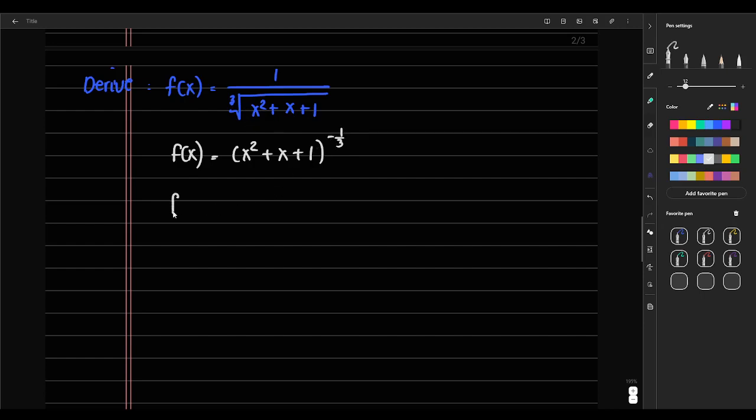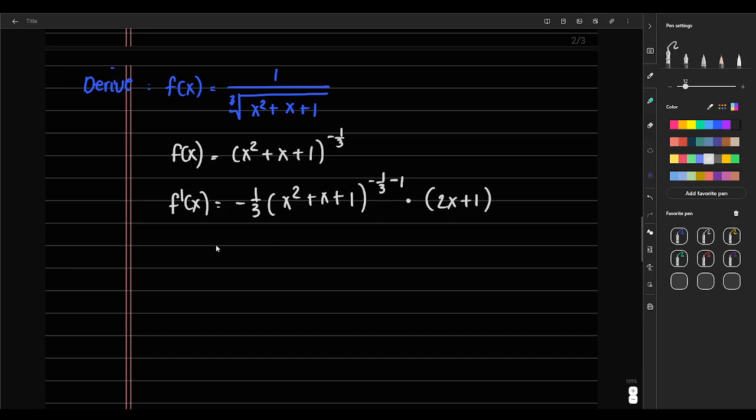So now here you could easily apply the chain rule. That is negative 1/3 times the value inside, which is x squared plus x plus 1. Simply copy that, then negative 1/3. Then by the power rule, we will diminish the exponent by 1 and multiply it by the chain effect. So the derivative of x squared plus x plus 1 gives us 2x plus 1.